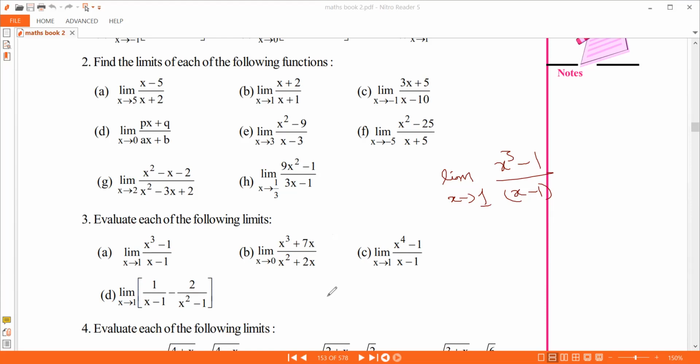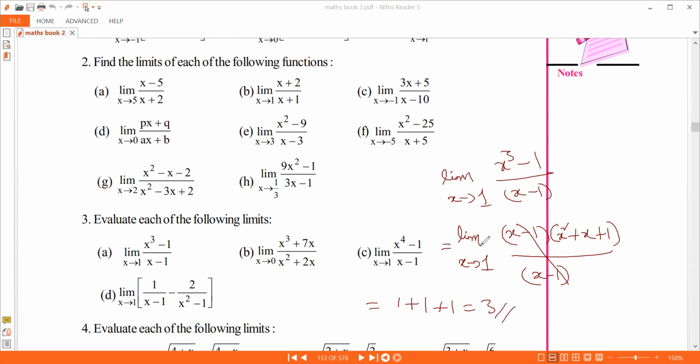So x cube minus 1 can be written as (x minus 1) times (x square plus x plus 1), divided by x minus 1. Very good. The x minus 1 is out. Now x goes to 1, so it will be 1 square plus 1 plus 1, which is 3. That's the right answer.